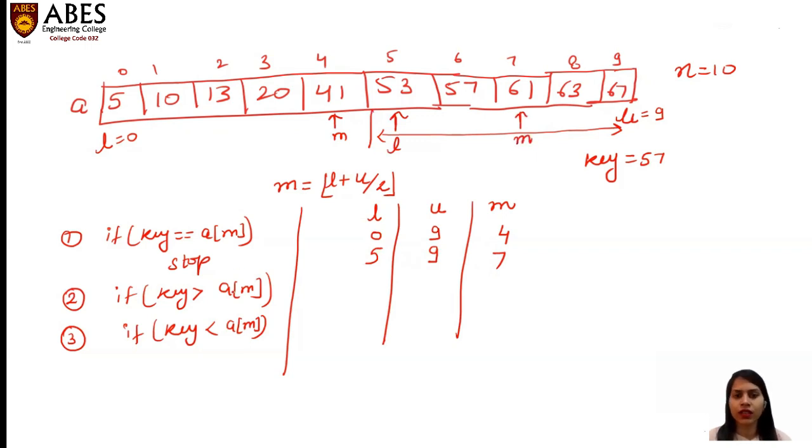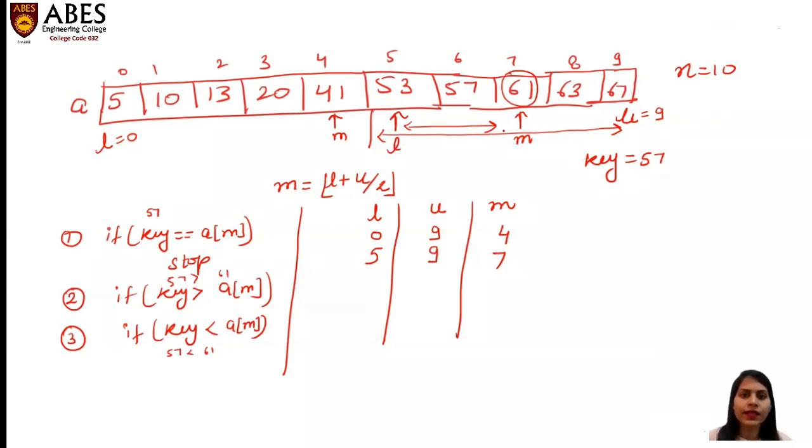Now, again, we will check all three cases. Key equals middle element? Key is 57, the middle element in this case is 61. Whether they are equal? No. Next, is 57 greater than 61? No. The element we are searching for is not greater than the middle element. The third case, 57 is less than 61. Yes, this is true. The element we are searching for is less than the middle element. That means our search will lie in the left part of the middle element, from here to here.